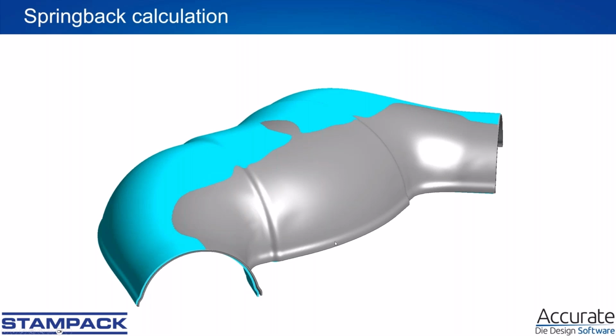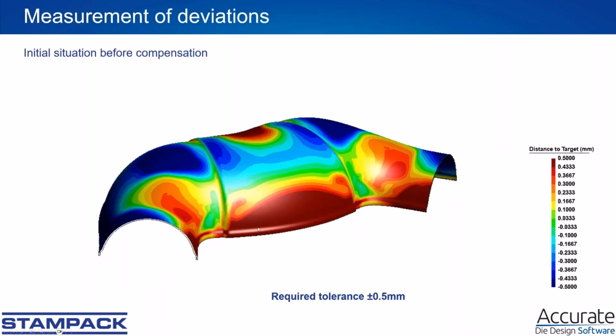And what happens now is, in the initial situation, when you just took the first attempt with the die surfaces, we see here the picture of our tolerance check, and you see in this area, for example, we are far away from the tolerance. Tolerance was plus minus 0.5 millimeter. We are about 3 millimeters off.